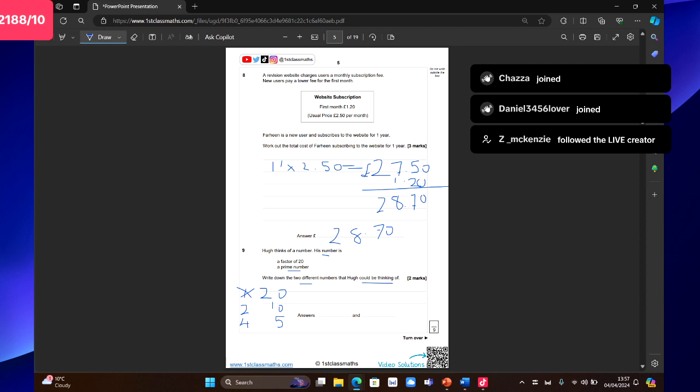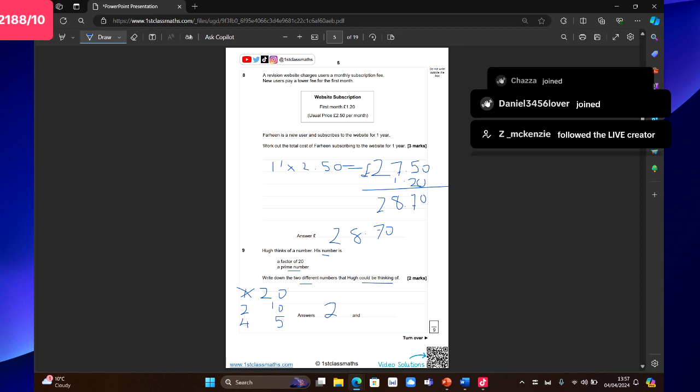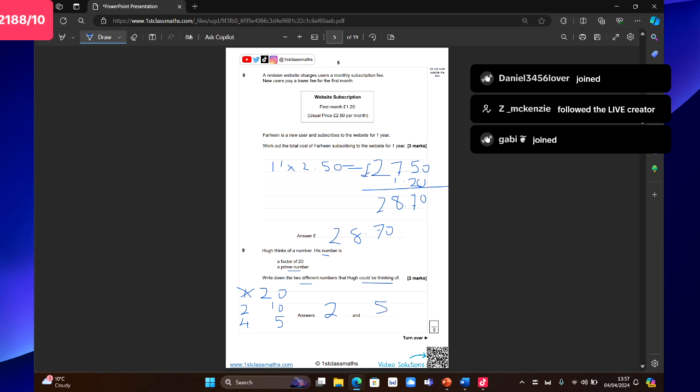The first even prime number is going to be 2, and then the other prime number is going to be 5. So 2 and 5.